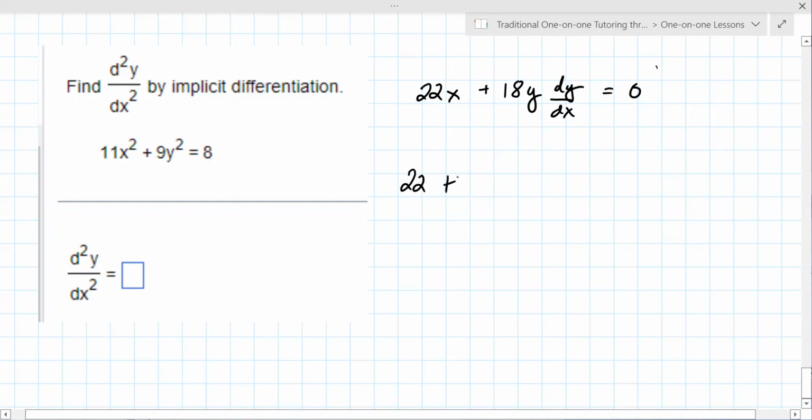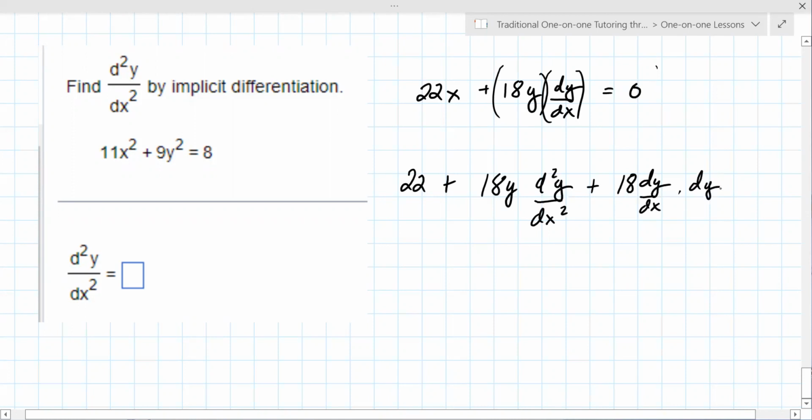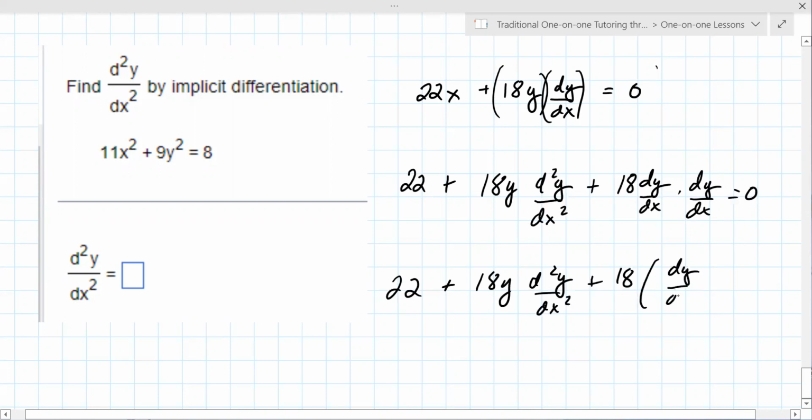This one, 18y dy/dx, gets really confusing. You're now using the product rule with derivatives. So you keep the first, take the derivative of the second, that's d squared y over dx squared, plus the derivative of the first, which is now 18 dy/dx, times the second, dy/dx, equals 0. And what's usually unclear for students here is that you're just squaring the derivative: it's dy/dx times itself, equals 0. So you need that, and you get that from this first line up here.